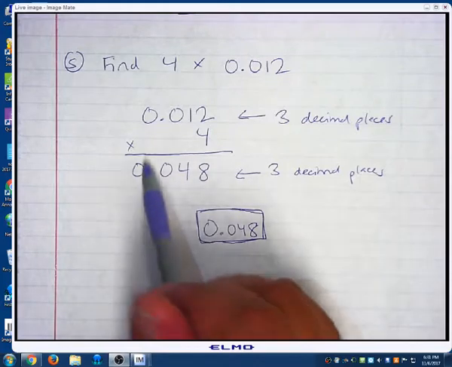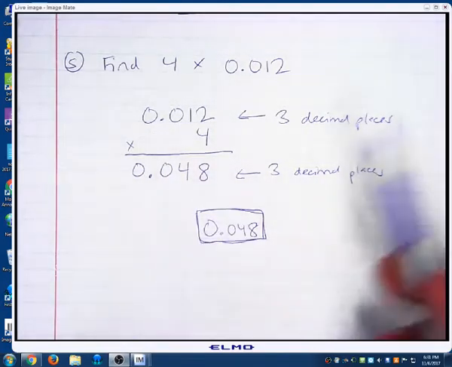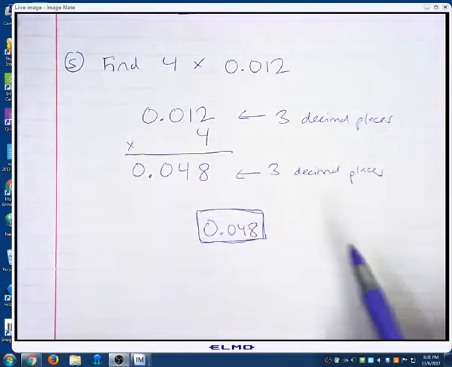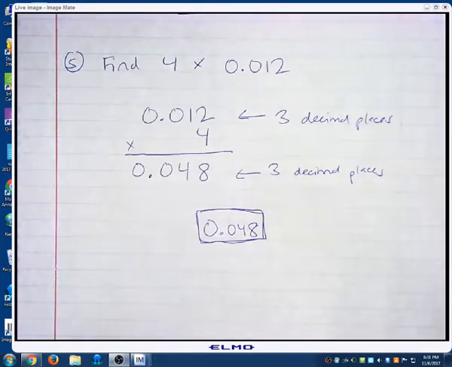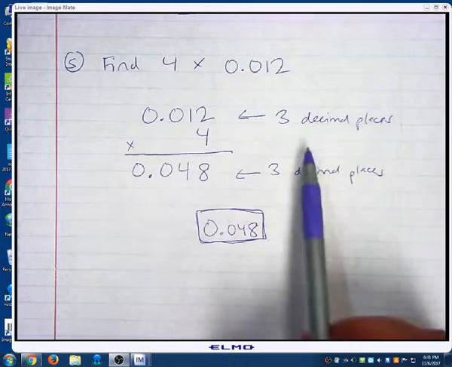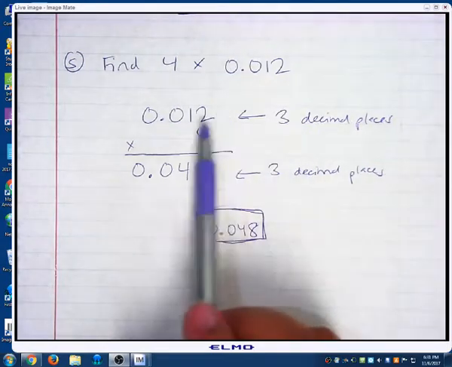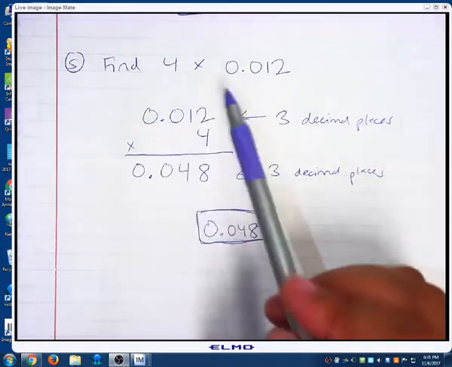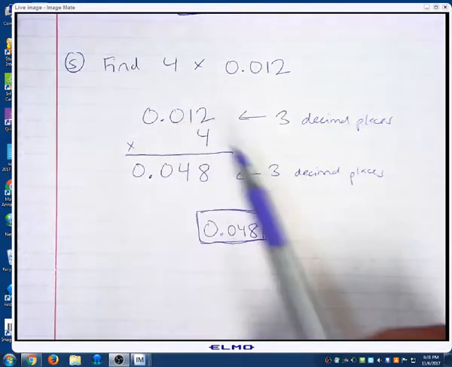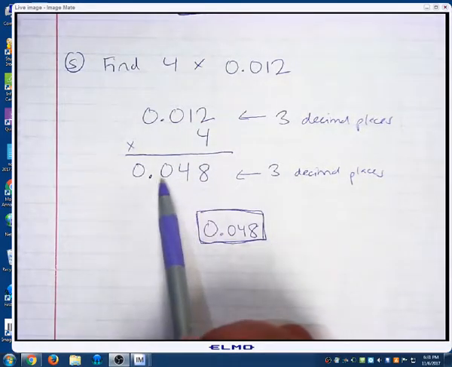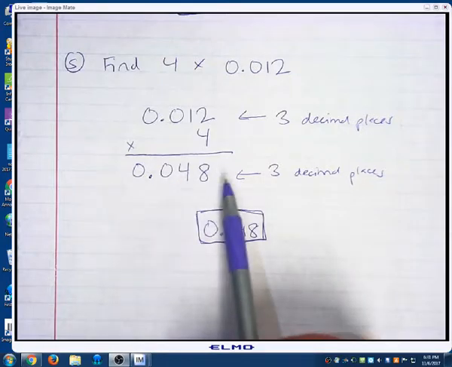But putting the decimal point, that's all this is: multiplying and then putting the decimal point in the correct place. And how do you know where to put it? You just count your decimal places going from right to left. You count 1, 2, 3, which means my answer has to have 1, 2, 3 places until you get to the decimal.